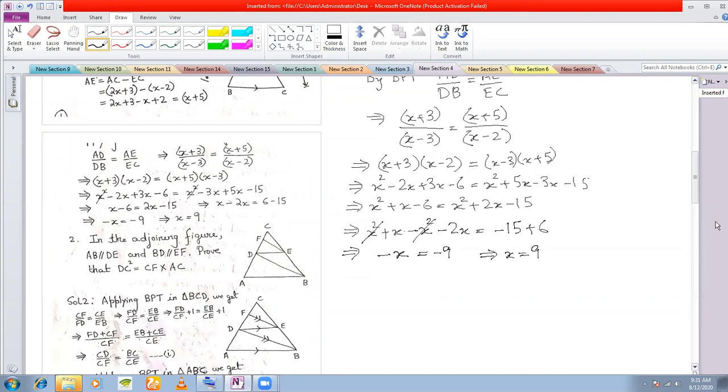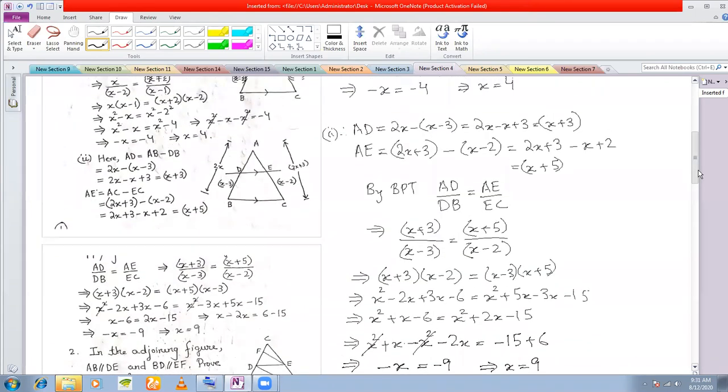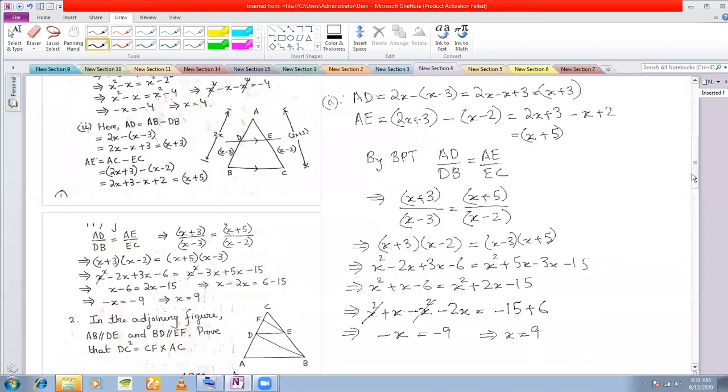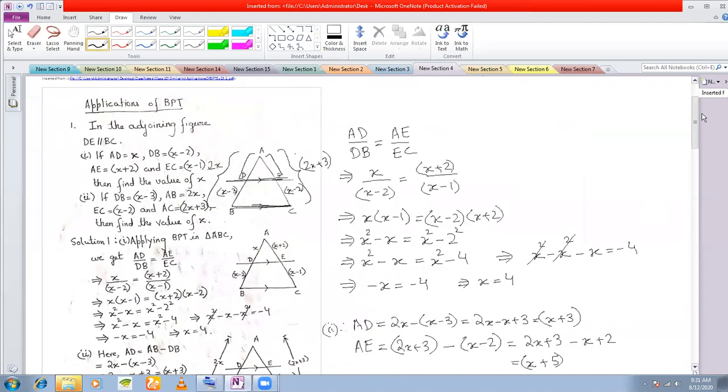So in both the cases, you have managed to find out X, where the data was only different, but we applied BPT in both the cases. And where did we get the idea of applying BPT? Because we knew that in both the cases, this DE was parallel to this straight line BC. That is why we could apply BPT.